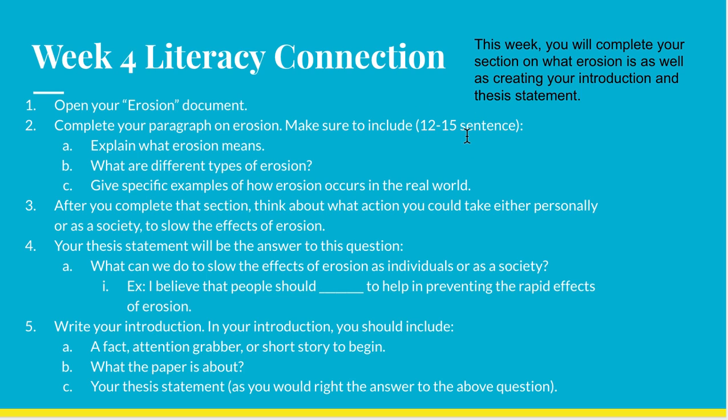I don't like having limits, so you can always go more than that, but to have a solid paragraph and include everything that you need, I would say you need at least 12 sentences. So the first thing you need to explain in this paragraph is what erosion means, and this should be 3 to 4 sentences. What are different types of erosion? And this you should be able to go on about because you actually went through 11 different labs learning about different types of erosion. And I want you to give specific examples of how erosion occurs in the real world. And again, you can refer right back to your lab.